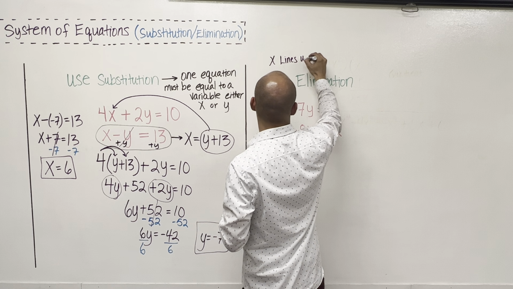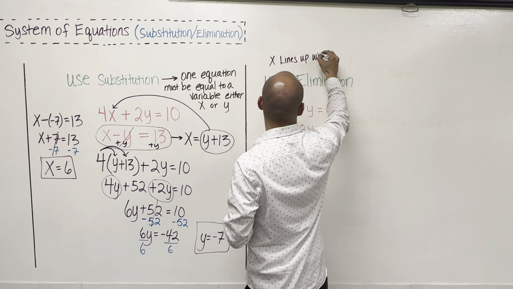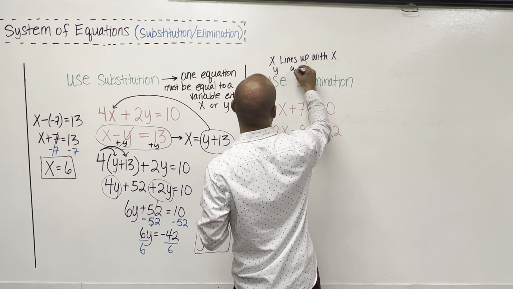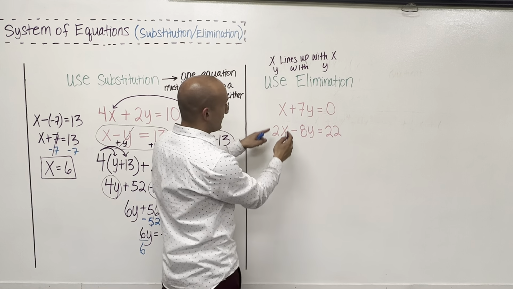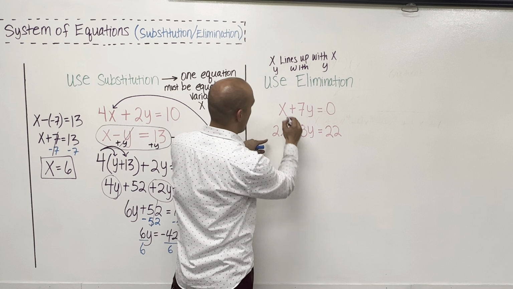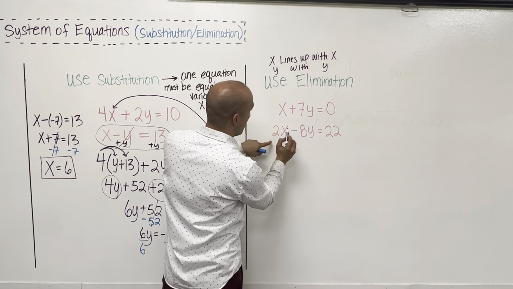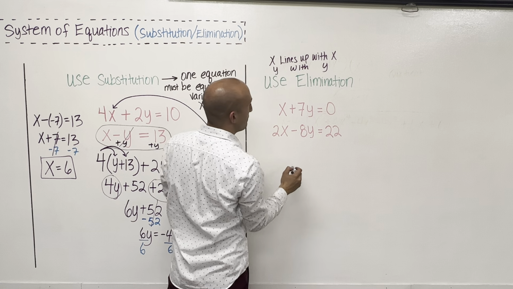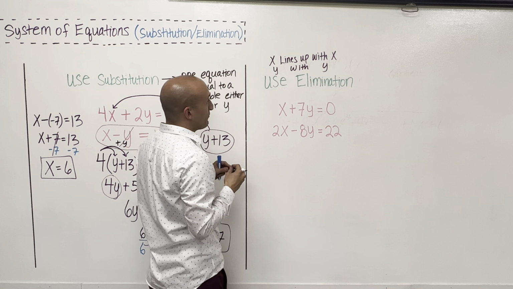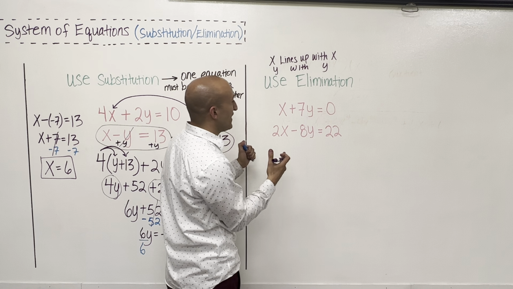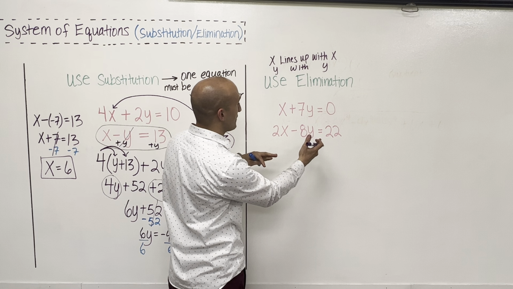x lines up with x and y with y, right? Same thing with y, just like I see here, right? x lines up with x, y lines up with y. Okay, so my purpose here is to eliminate, cancel one of these.